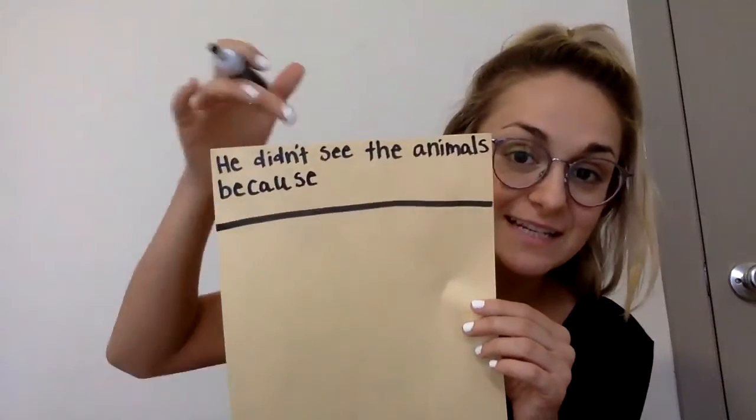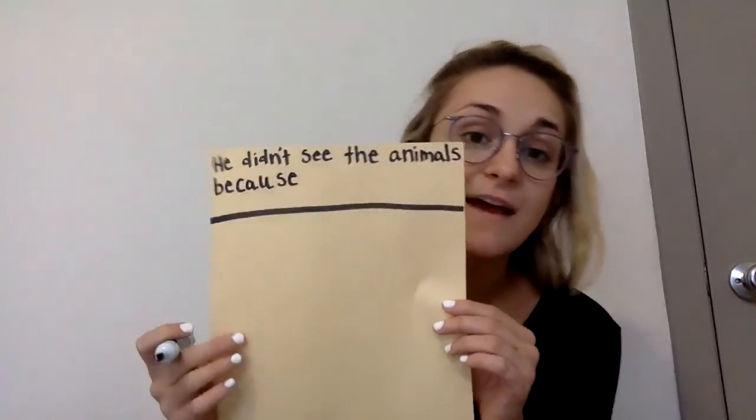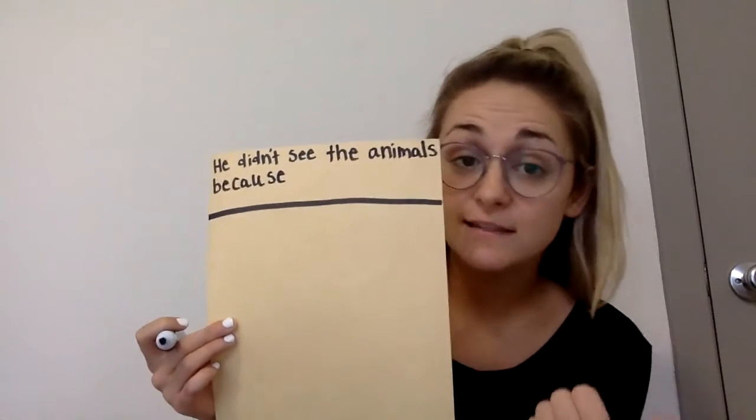He didn't see the animals because. He didn't see the animals because they did what? You could say because they hid in the umbrella, because they jumped into the umbrella, because he was climbing a tree, and so the animals jumped into the umbrella while he was climbing.